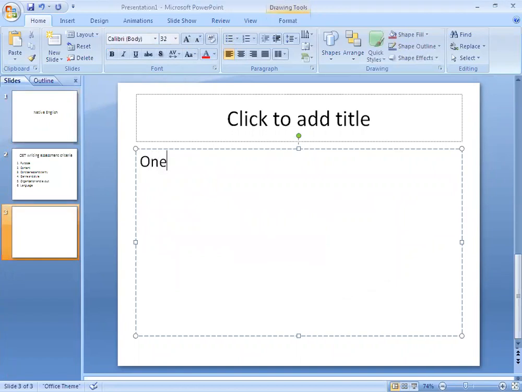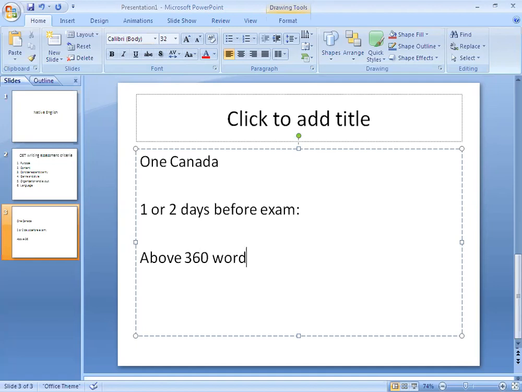I had one student from Canada, and just one or two days before the exam, he sent me a letter. His letter was above 360 words, and it was less than C negative grade or C like this. And his English was excellent grade.